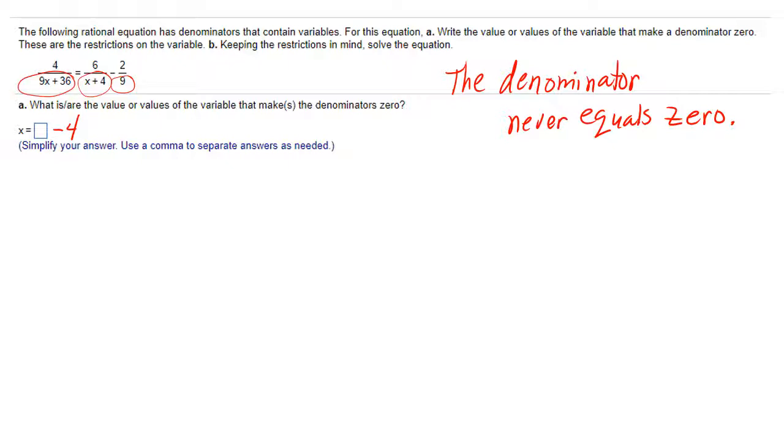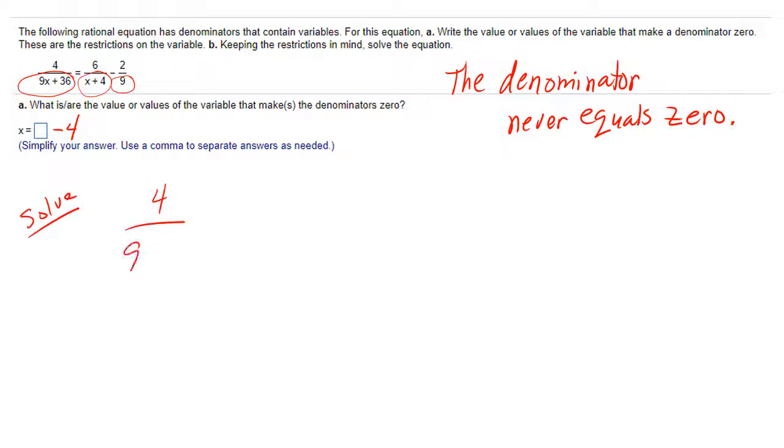And 9x plus 36 could only equal 0 if that negative 4 were inserted, because that would give me a 0 denominator. Thus, the only restriction is x equals negative 4. That means negative 4 cannot be an answer in this equation. Now let's go ahead and solve this equation.